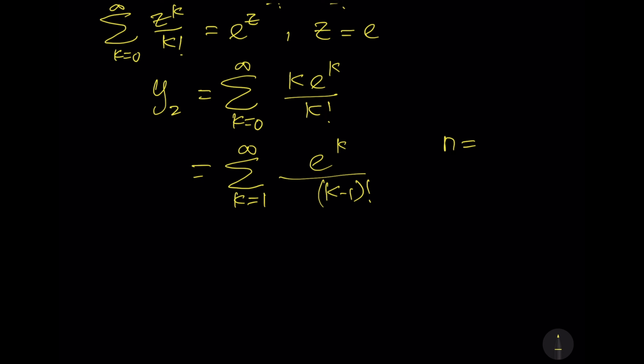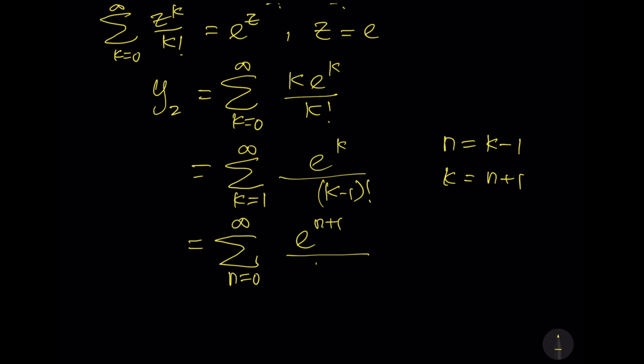Let's define n equals k minus 1, or k equals n plus 1. Now we have the summation, but for k equals 1, n equals 0. When k is infinity, n is also infinity. And then e power n plus 1 divided by n factorial. n is just a dummy variable in calculus. We change it to k just to make sure it is standardized. So we change all the n to k.